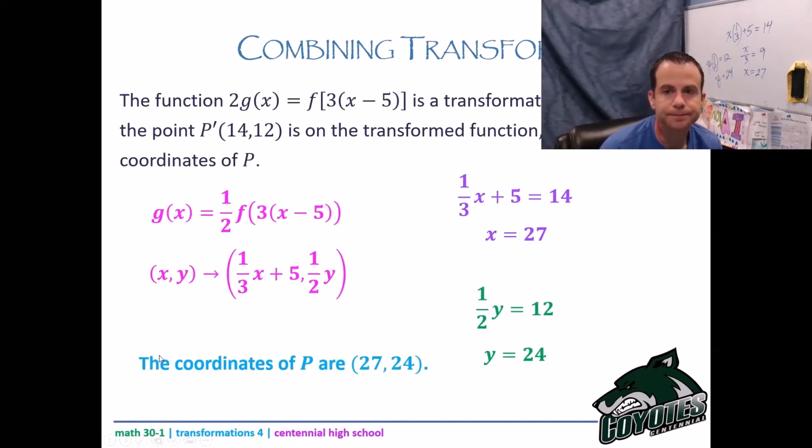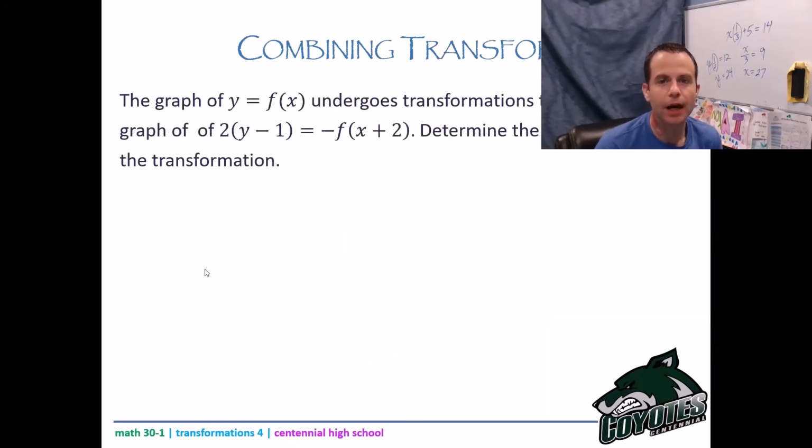Excellent. This is so much fun. Okay, the graph of y equals f of x undergoes transformations to produce the graph of 2 bracket y minus 1 equals negative f bracket x plus 2. Determine the mapping rule. So the mapping rule is the same as the general form of the image point. They mean the same thing, okay?